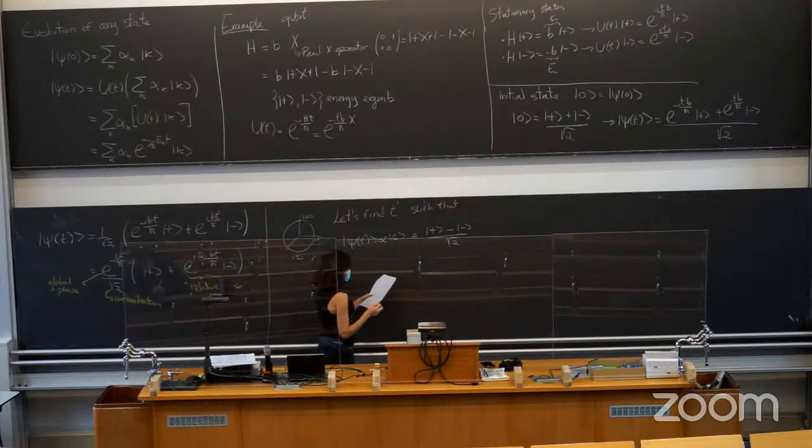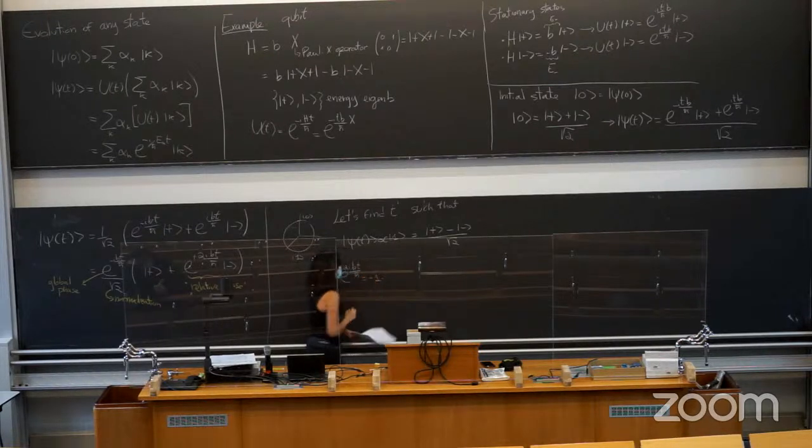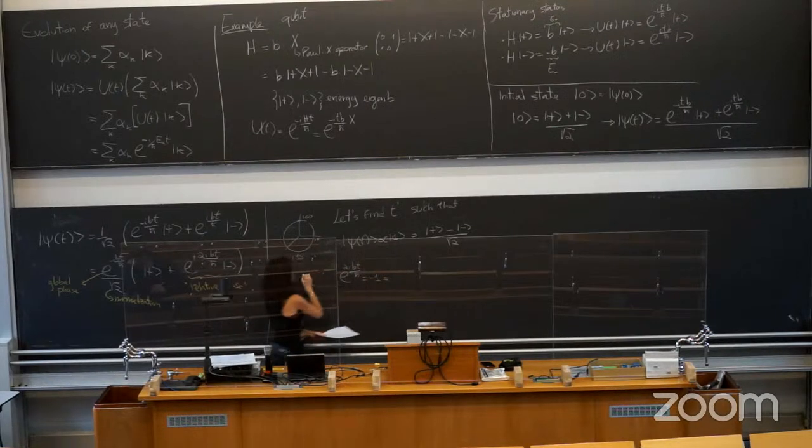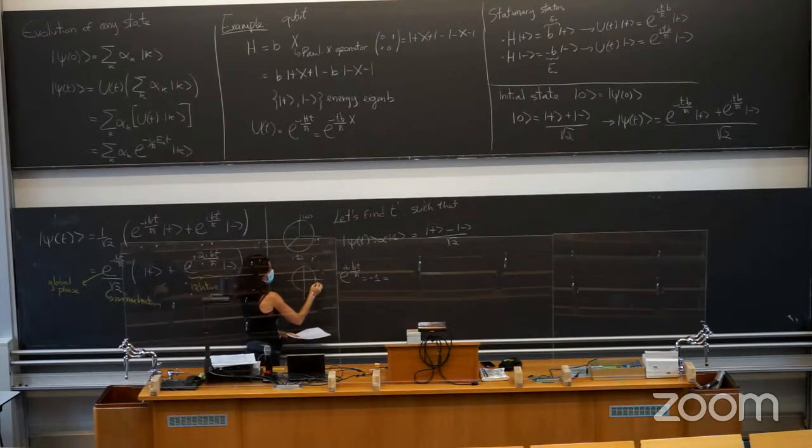e to the 2iBt over h bar, we want this to be minus one. And what is minus one? If you look at the complex plane, that's not the Bloch sphere, this is a complex plane. We have one, minus one, i, minus i. Then the angle we need here is pi.